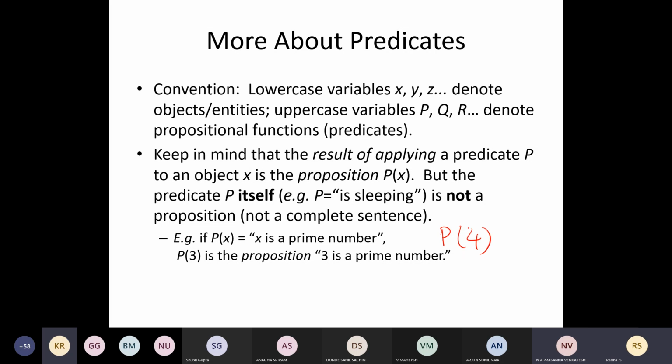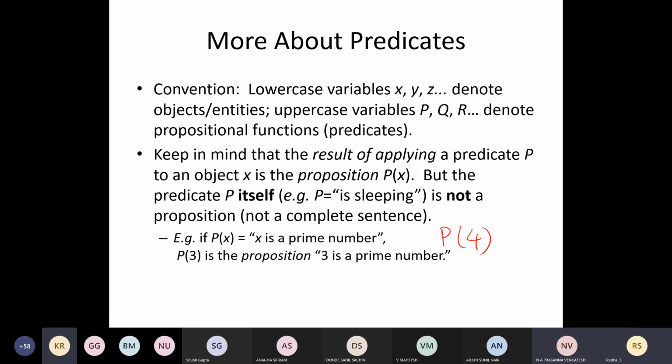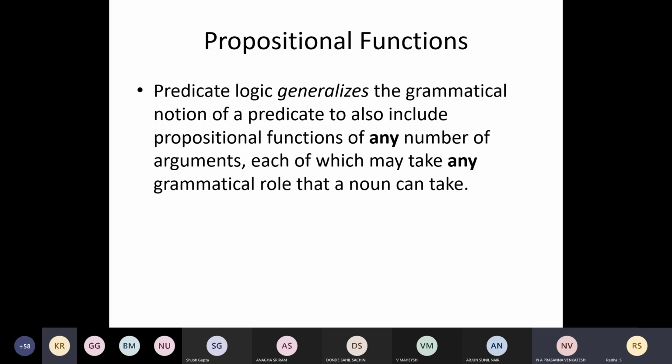So what can you say about the truth value of this statement? 4 is a prime number. What is the truth value? False. P of 3? True. So shortly I am defining, then and there I can replace some values. Subject I am replacing, right? I am fixing the predicate and replacing the subject. So predicate logic generalizes the grammatical notion.